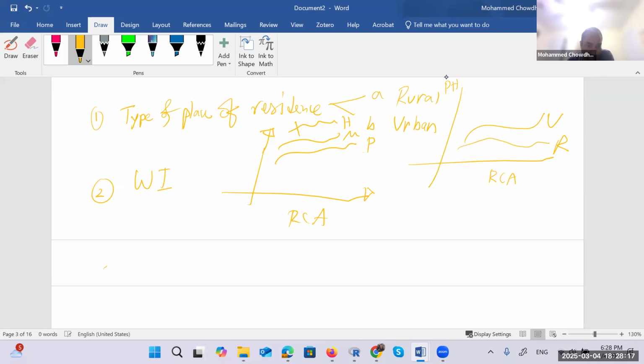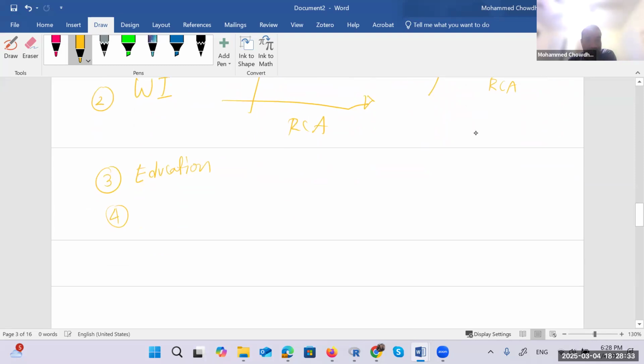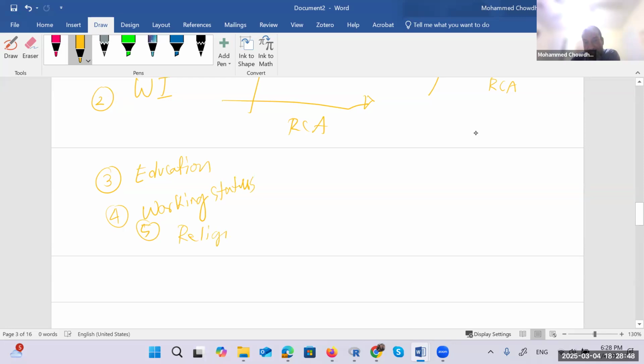Number three, similarly, you can go for the education type. Number four, you can do for the working status. And if you have a very strong religion variable, you can construct number five like this.